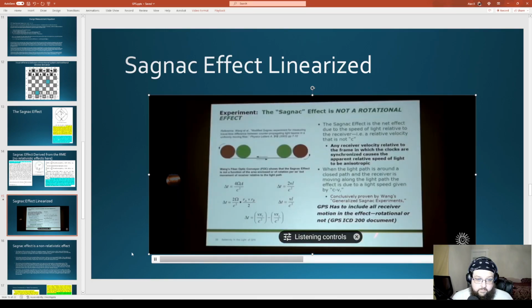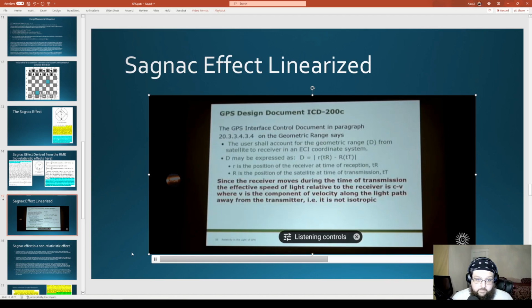A little bit more proof of that is GPS has to include all receiver motion in the effect, not whether it's just rotational or not. And that's the ICD document that claims that that's the case. So again, it's not a rotation, it's a fact that the receiver and source are moving.